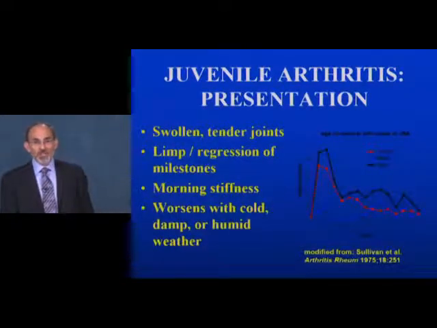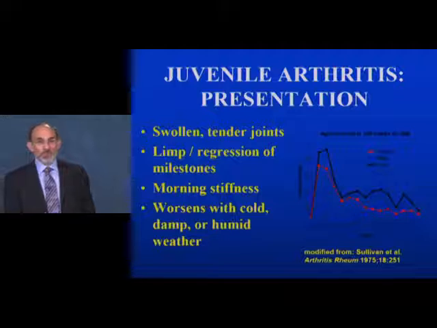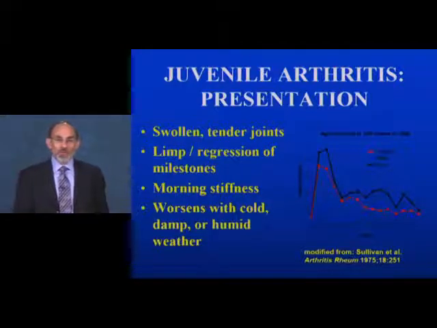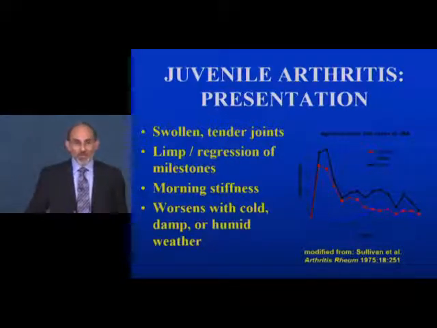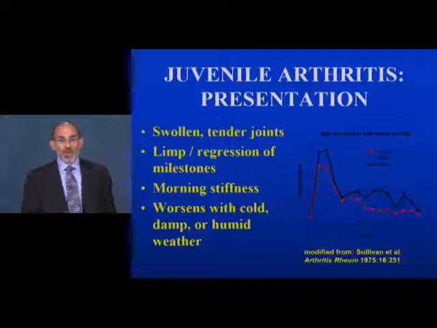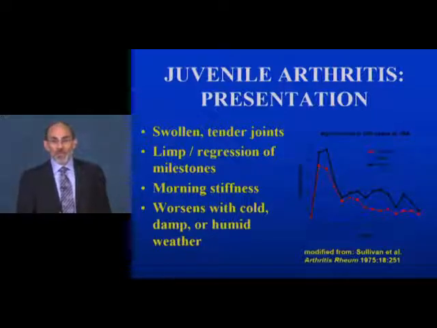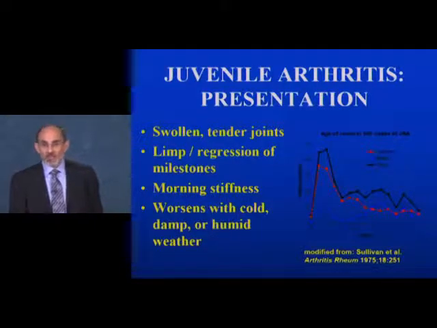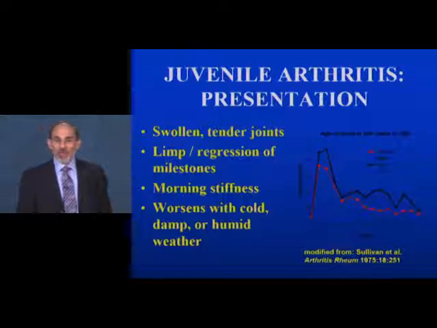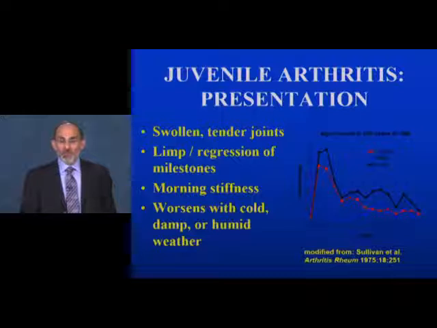And by definition, these children tend to present with swollen tender joints, with a limp or regression of milestones, with morning stiffness, and remember, not necessarily with pain, but it does tend to worsen with cold, with damp, or with humid weather. And this schematic on the right just shows the relative incidence of presentation for 300 children with juvenile arthritis.